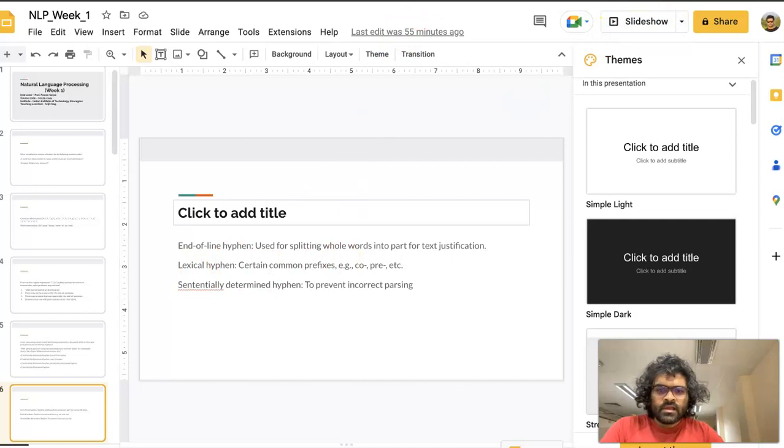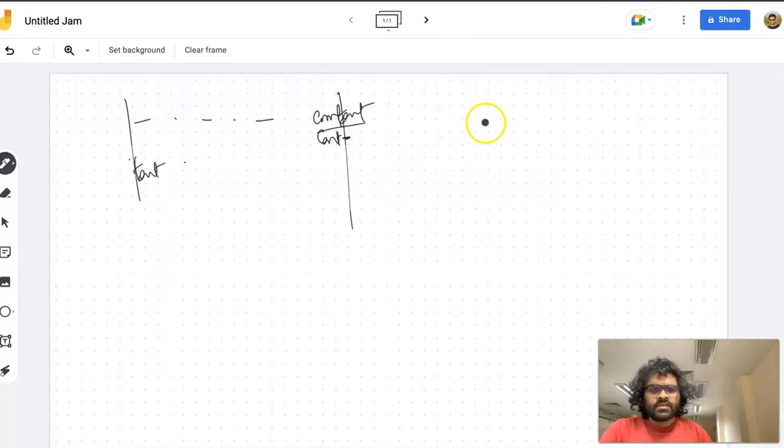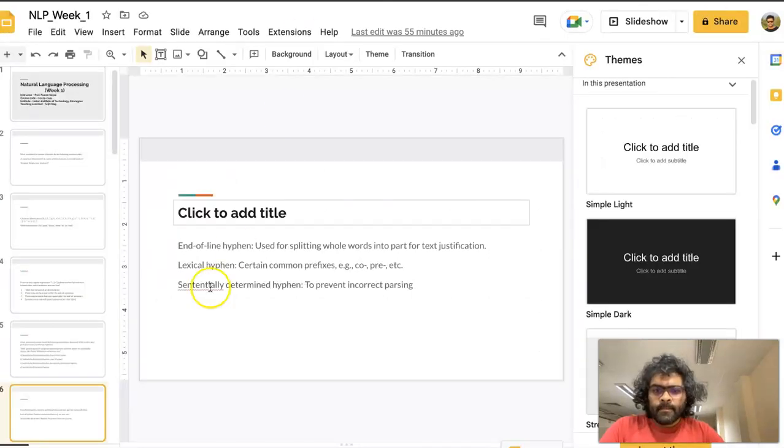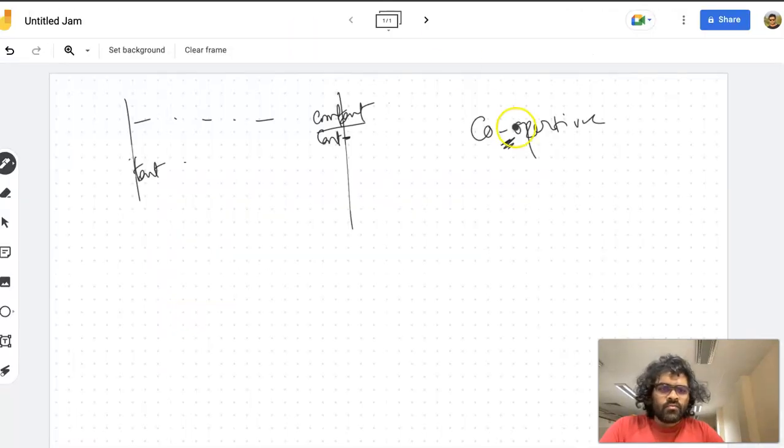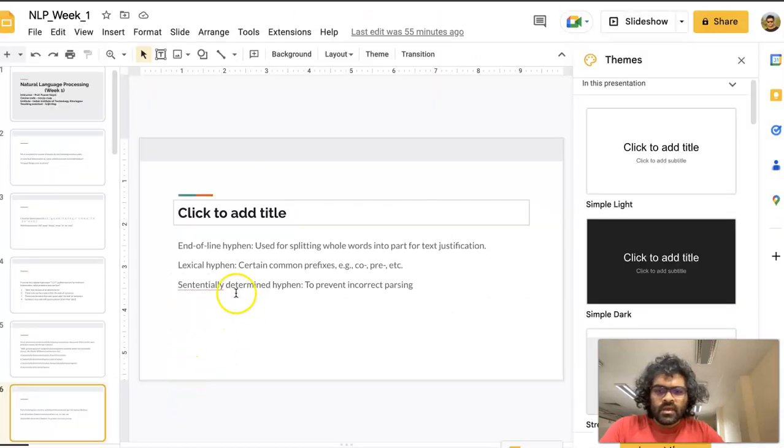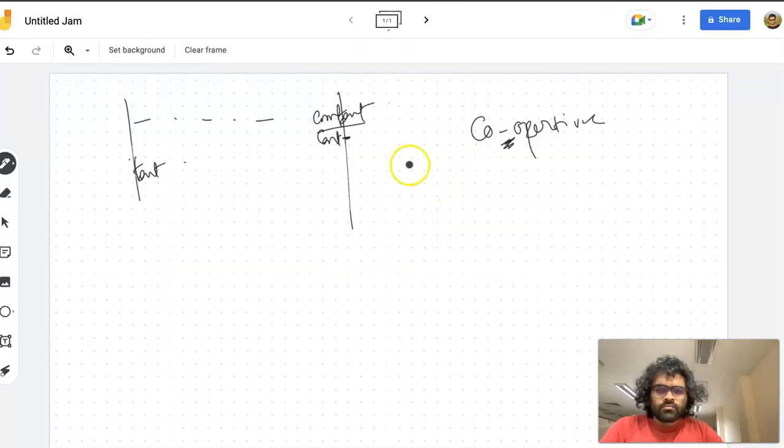The second hyphen is the lexical hyphen. So a lexical hyphen is like when we are writing, suppose, cooperative or that kind of thing. This type of hyphen is the lexical hyphen. And the last is the sententially determined hyphen, to prevent incorrect parsing.